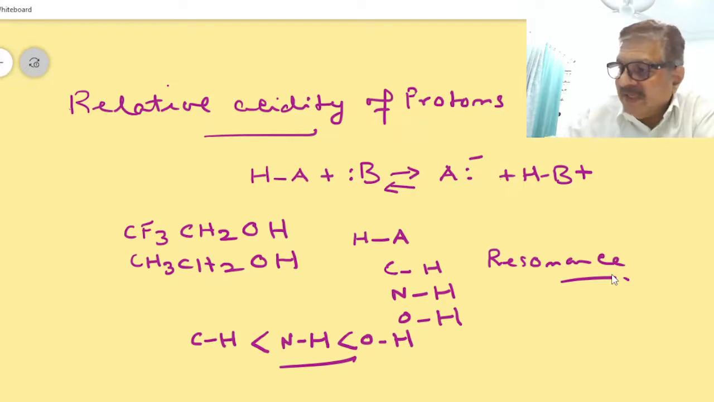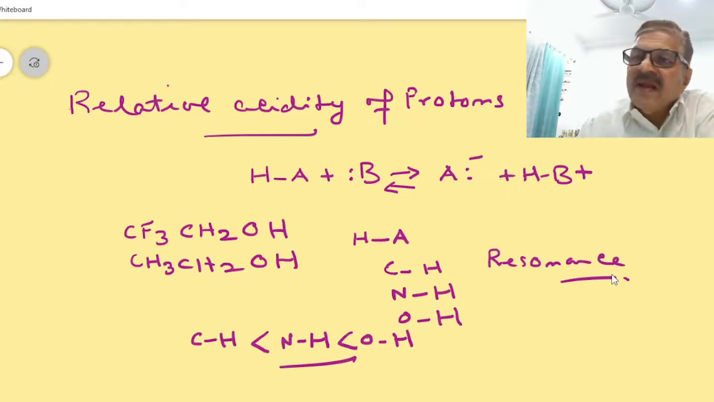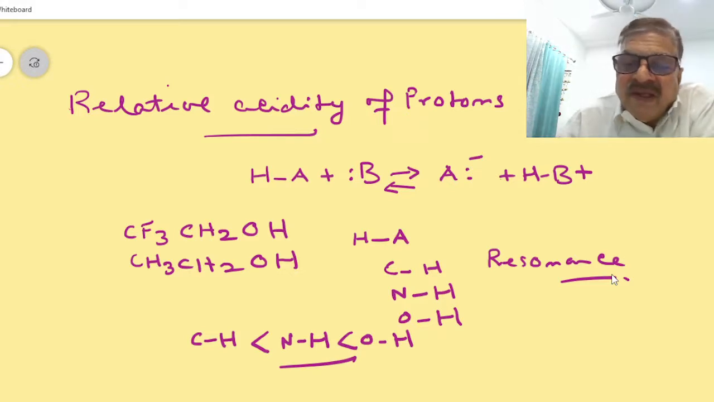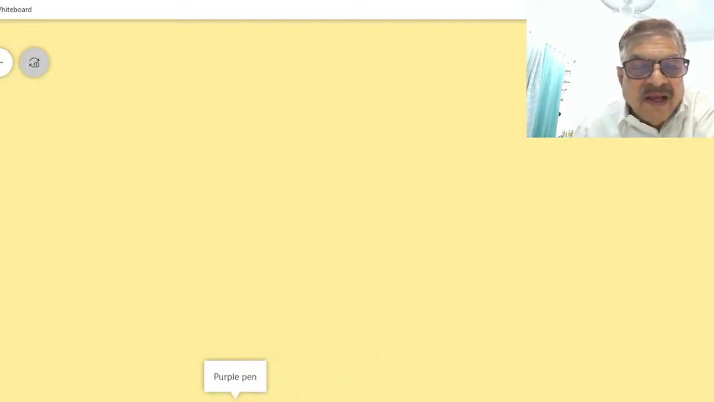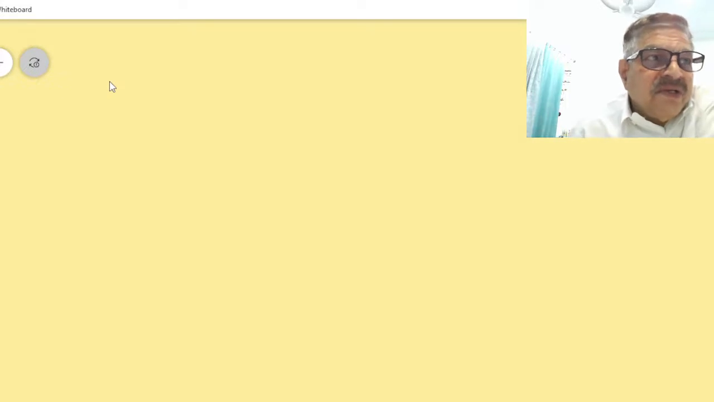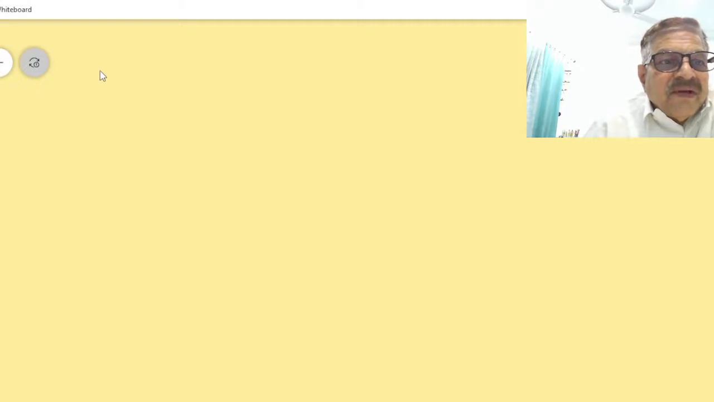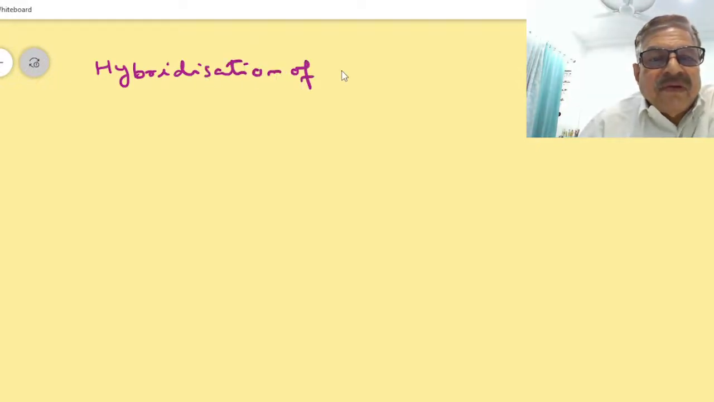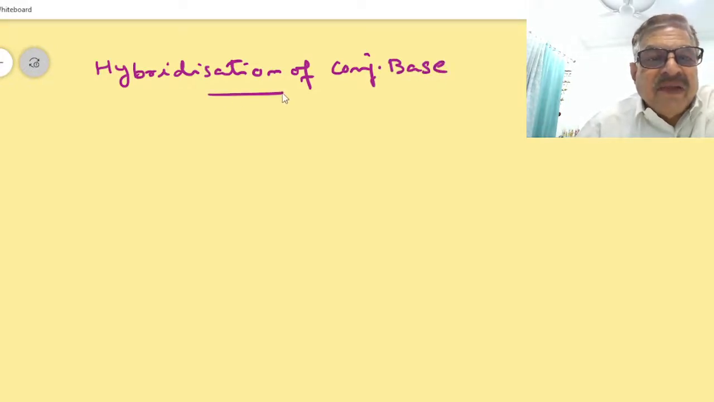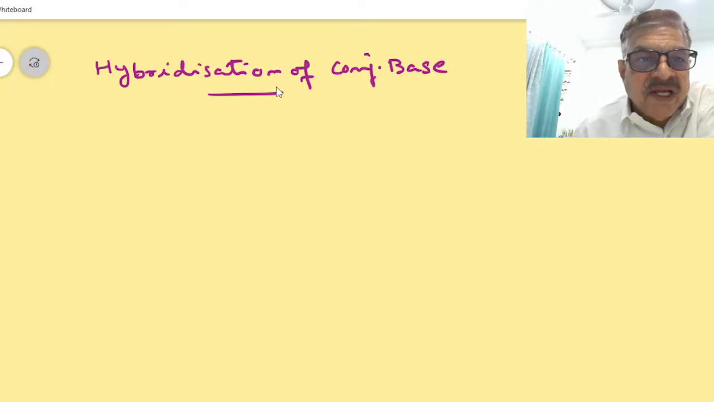Now, in the case of hybridization effects, we will have to look at the conjugate base. The acidity of H-A is affected by the hybridization of A. Because of the hybridization, the conjugate base is getting stabilized.